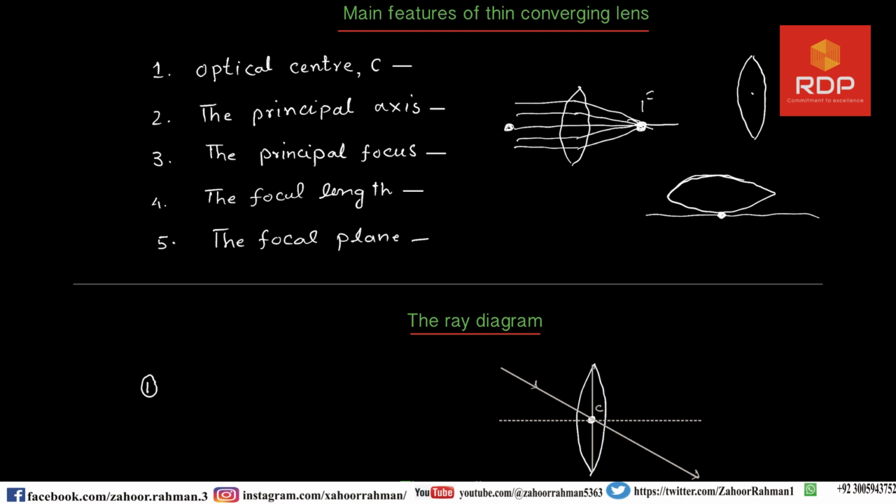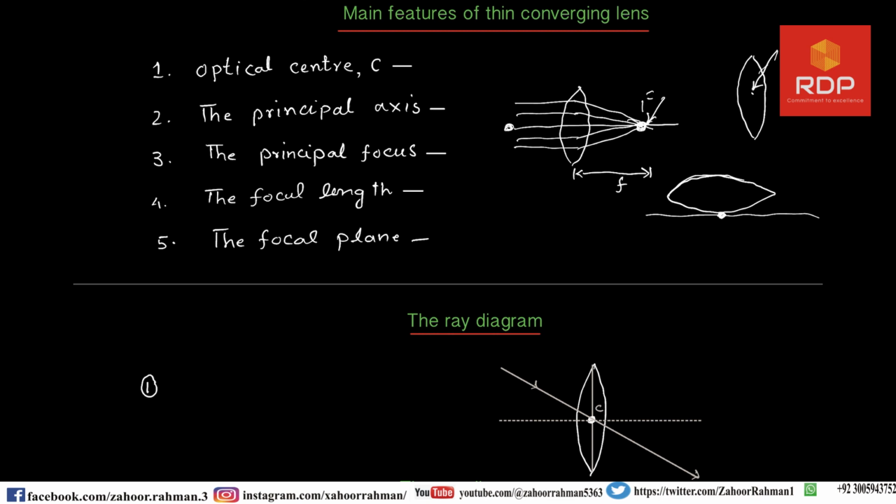Now the focal length is the distance between the optical center and the focus point, and this is known as F. The optical center, which is this one, and the focus point, which is this one, the distance between these two points is known as the focal length.